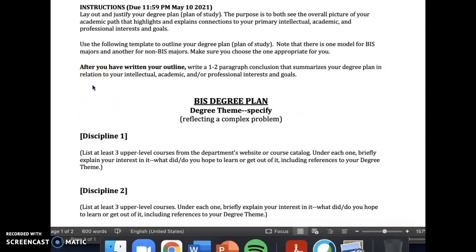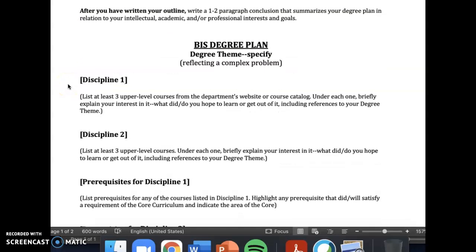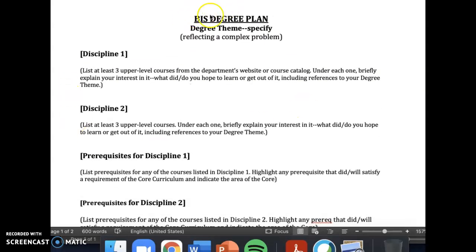After you have written your outline, you're going to write a conclusion that summarizes your degree plan in relation to your intellectual, academic, and/or professional interests and goals. Ideally, this will be a pretty painless process because once you've already written about all these classes you want to take, you've already been thinking about what you want to do, that conclusion should just flow right out of you. If it doesn't, if you're struggling, reach out to me and I can help. So here's your BIS degree plan.